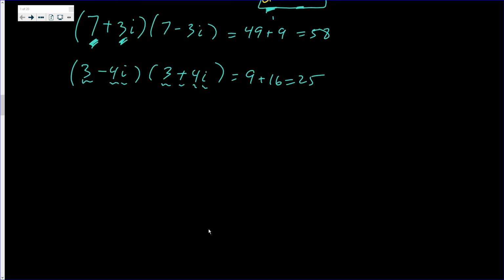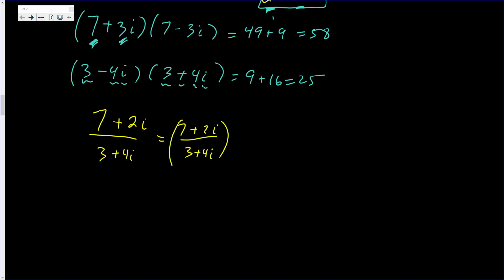And actually, the timing for that was pretty good, because now we can look at division. Suppose you have (7 plus 2i) over (3 plus 4i). Now, this clearly equals itself times 1. There's many ways of writing 1. And I should say that we want to write this in a plus bi form. That is, we don't want to have a complex number in the denominator.